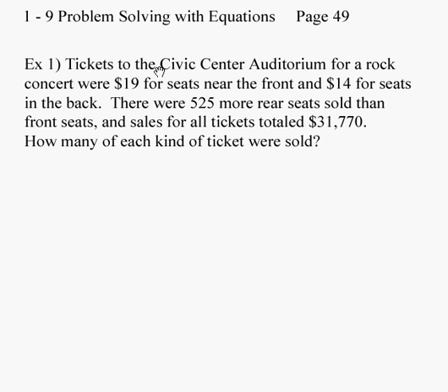Tickets to a Civic Center auditorium for a rock concert were $19 for seats near the front and $14 for seats in the back. You can tell this was written a long time ago. There were 525 more rear seats sold than front seats. The sales for all tickets totaled $31,770. How many of each kind of ticket were sold?